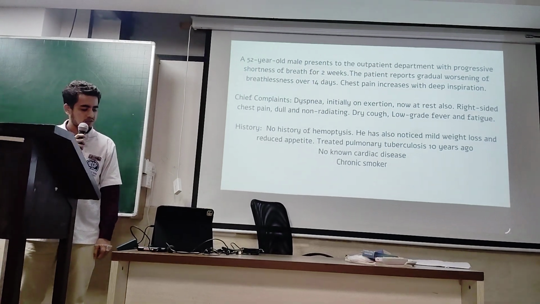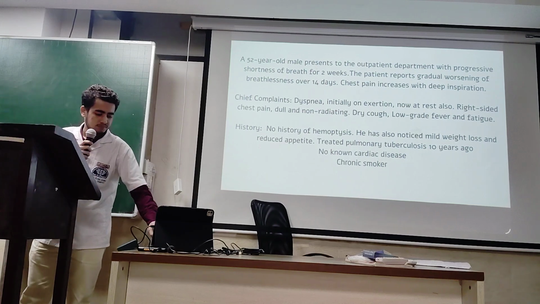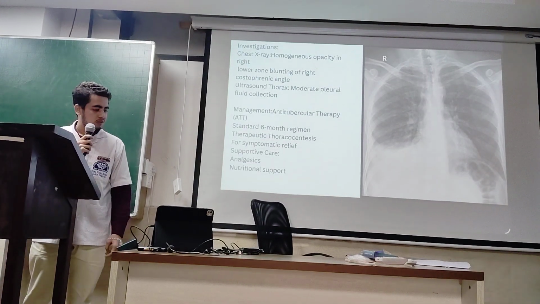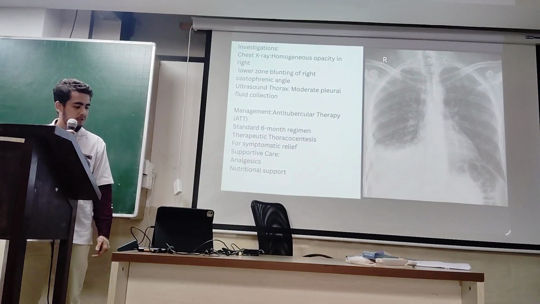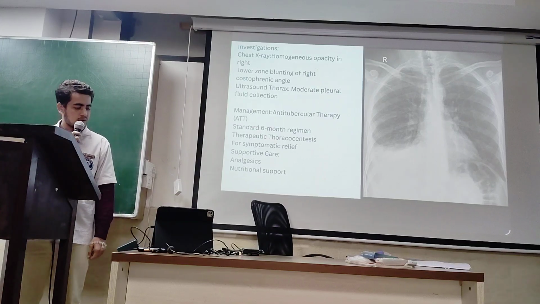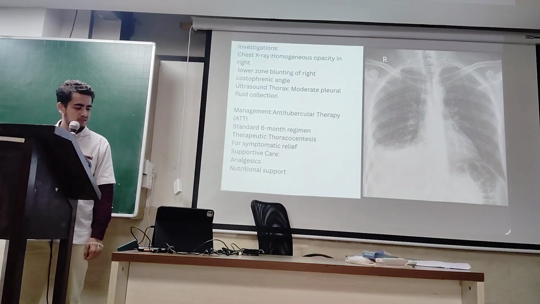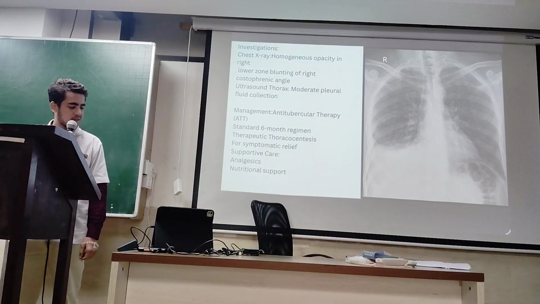Treated pulmonary tuberculosis 10 years ago, no known cardiac disease. He is a chronic smoker. The investigations are X-ray of chest, homogeneous opacity in right lower zone, blunting of right costophrenic angle, ultrasound thorax, moderate pleural fluid collection. Management: anti-tubercular therapy, standard 6-month regimen, therapeutic thoracentesis for symptomatic relief, supportive care, analgesics, nutritional support.